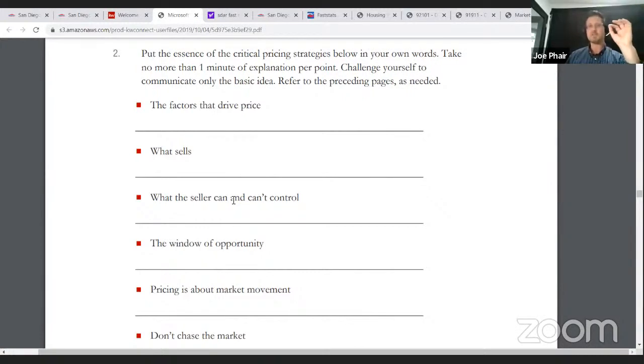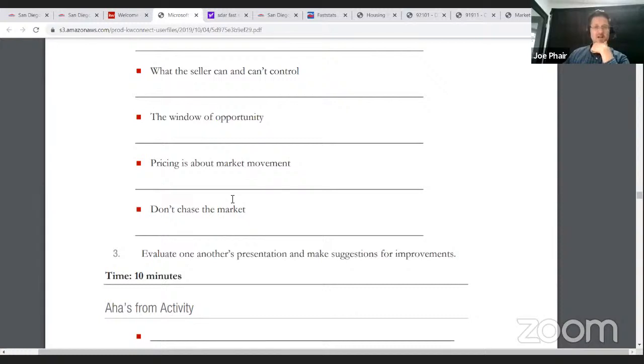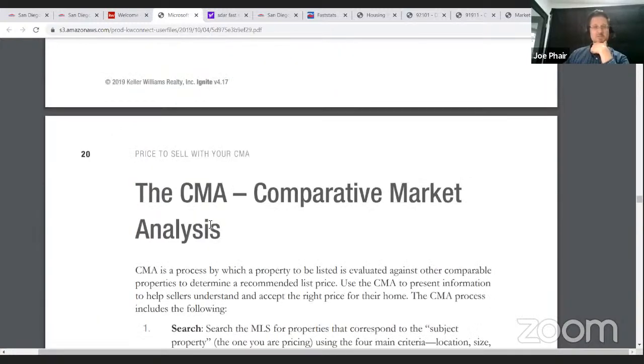You need to paint a picture in your mind of what the home is like before you get there, because then they're going to say, great, what do you recommend as a price? And you need to have a range of comparables that reflects the vision that you have in your mind. Okay, pricing about market movement. Don't chase the market. Any quick questions from anyone?